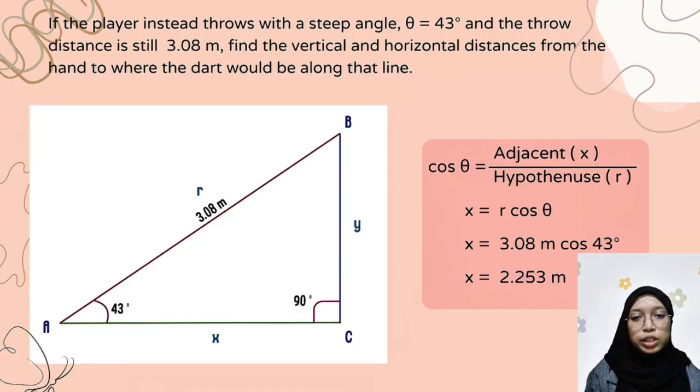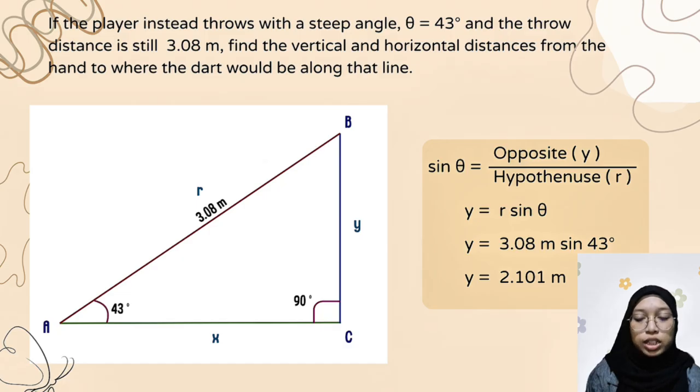Next we are going into a different scenario. Let's see what happens if the dart is thrown at a steeper angle, for example 43 degrees, with the same throw distance, that is 3.08 meters. We are going to calculate the horizontal and vertical distance. For the horizontal distance, we use cosine. We know cosine is adjacent over hypotenuse. So S equals 3.08 times cosine 43 degrees, which gives 2.25 meters.